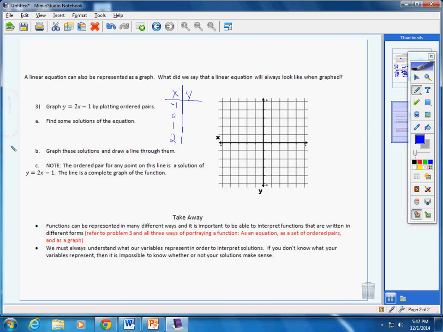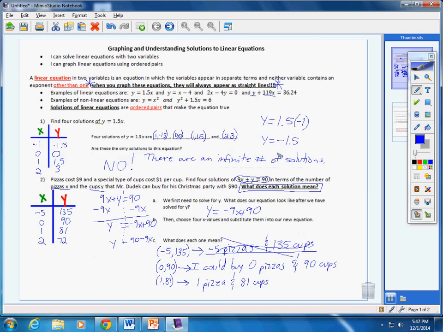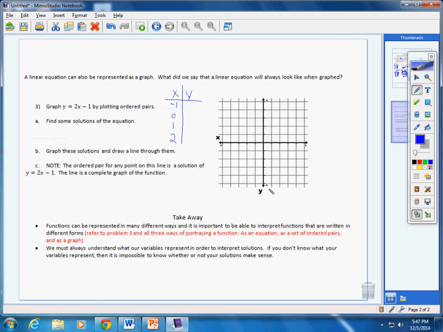Alright, let's continue on here. Last one. A linear equation can also be represented by a graph. So you guys know that you can write it in equation form, as we've done here. This is an equation. These are all equations. But you can also represent this linear equation as a graph. And that's done when we plot our ordered pairs, our solutions. So number 3 says graph this guy by plotting ordered pairs.